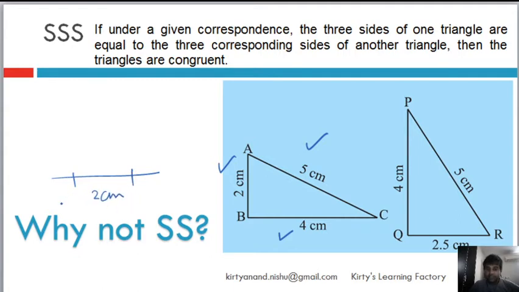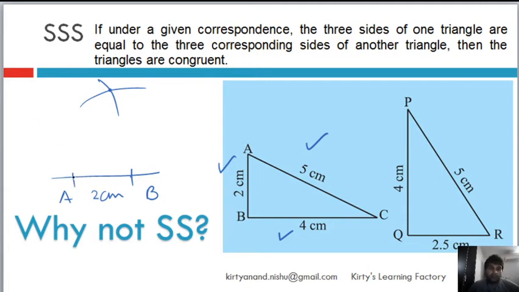Okay, I have done this. Let's call it A and B. Now from B I will cut an arc of 4 centimeter. Okay, so I will cut an arc of 4 centimeter, and then from point A I will cut an arc of 5 centimeter. Now that's my vertex.